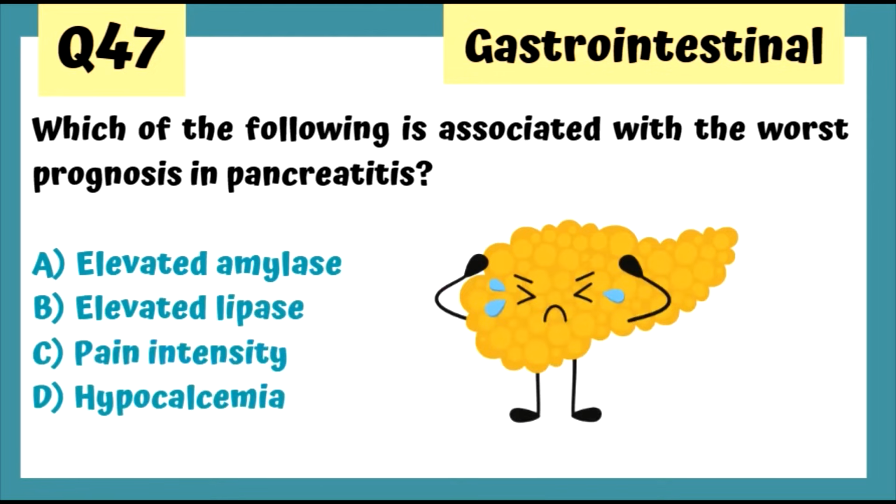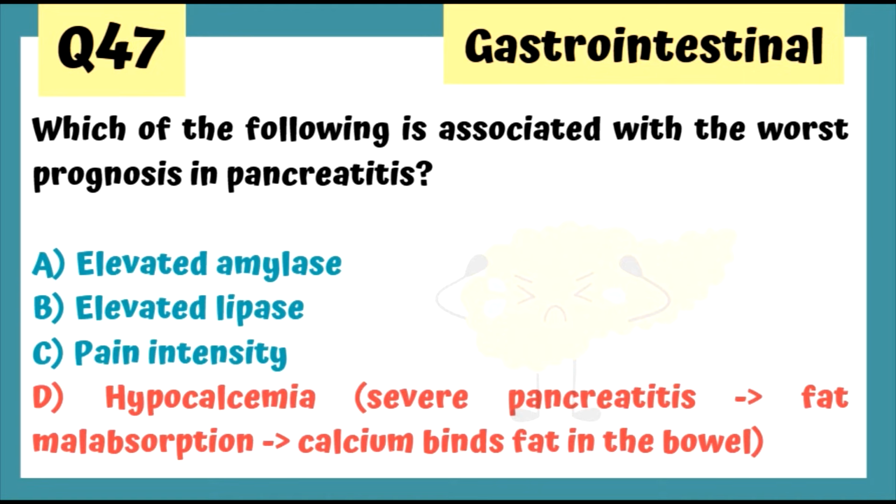Okay. Question 47. Which of the following was associated with worse prognosis in pancreatitis? Which of these is the worst prognosis of pancreatitis? The answer is hypocalcemia. Why is that? There's fat malabsorption. There's going to be extra calcium binding the fats. That's going to lead to hypocalcemia. These other values are associated with all types of pancreatitis. That wouldn't be a severe prognosis.